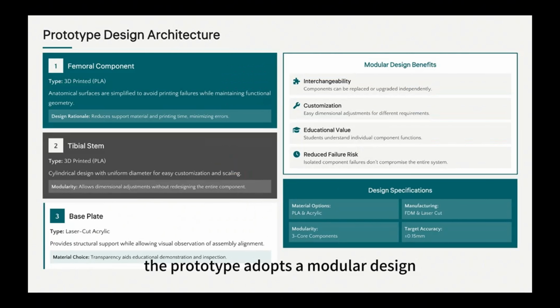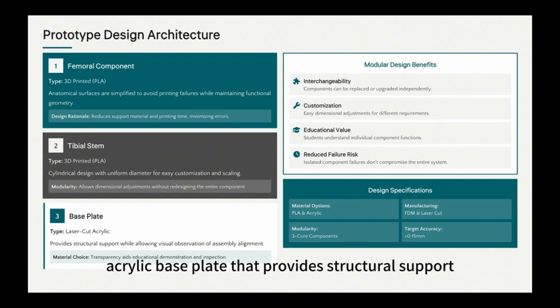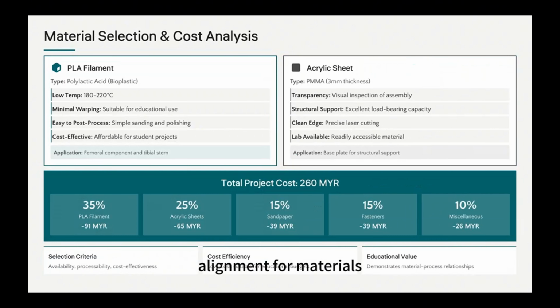The prototype adopts a modular design consisting of 3 core components: a 3D printed femoral component where complex anatomical curvatures are simplified to avoid printing failures, a 3D printed cylindrical tibial stem with a uniform diameter for easy customization and modification, and a laser-cut transparent acrylic baseplate that provides structural support while enabling intuitive observation of assembly alignment. For materials, we selected laboratory-accessible PLA filament and 3mm transparent acrylic sheets, with the total material cost controlled at 260 MYR, fully meeting the low-cost requirement.